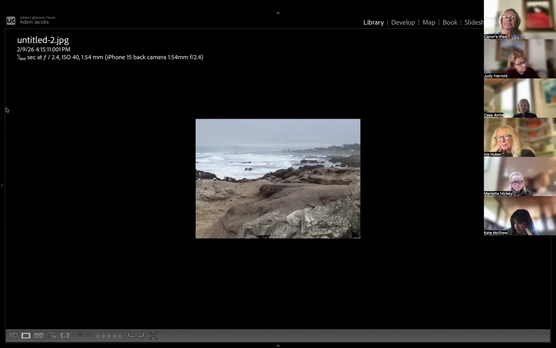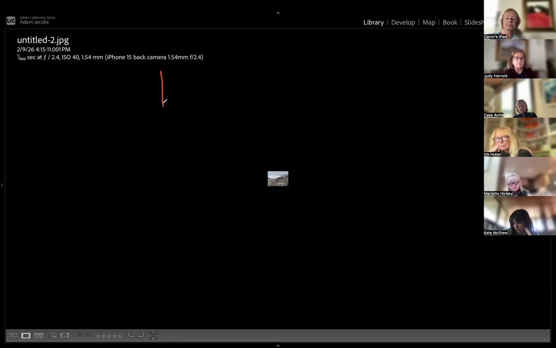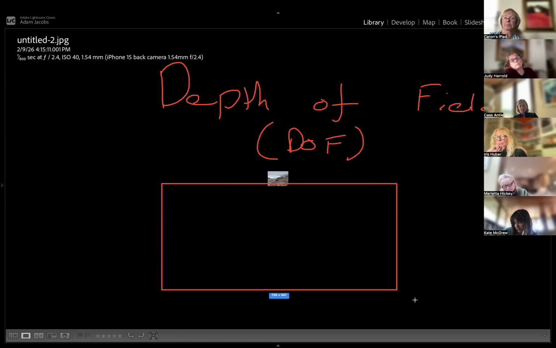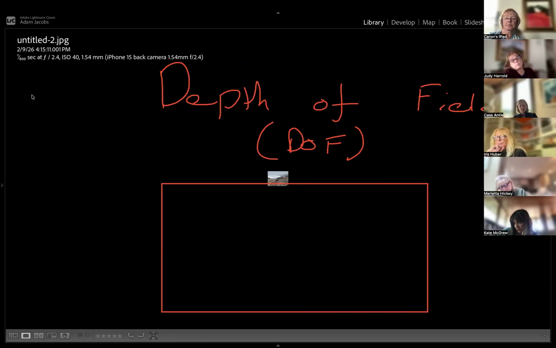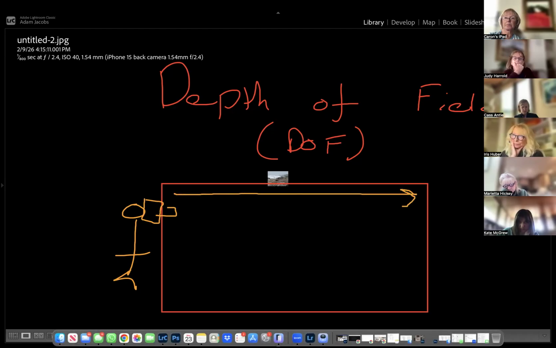So let's write this down because this is a big one, you'll see this come up again and again, is depth of field. So let me write the definition here. Depth of field, often you'll see it referred to just as DOF. Depth of field means if we're standing at the beach here taking a picture, and we're here, it's how much of the scene from the front to the back is sharp.